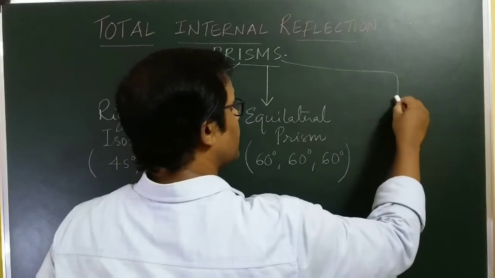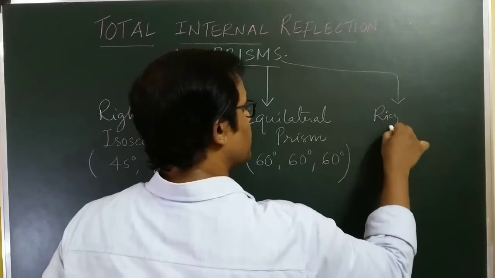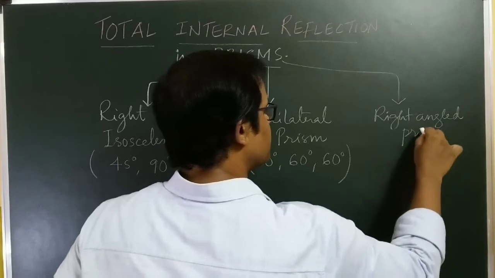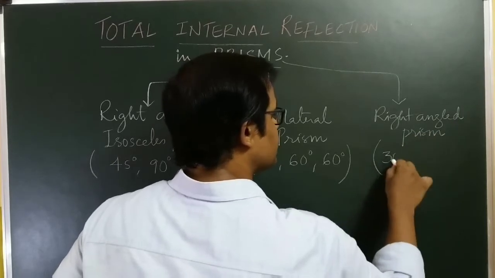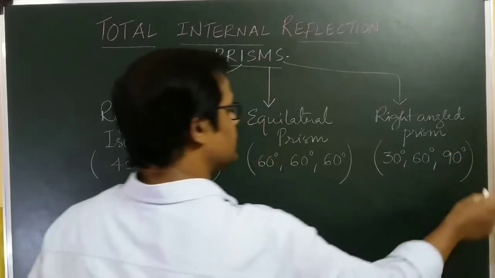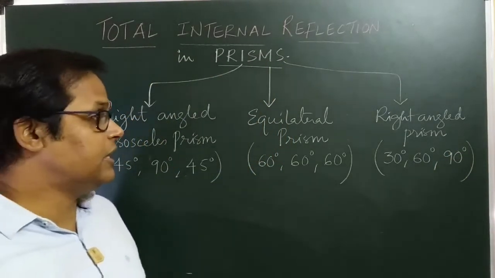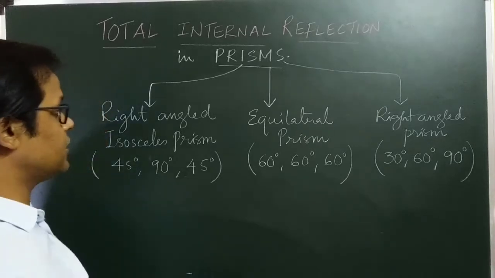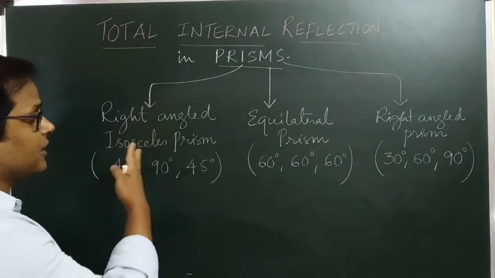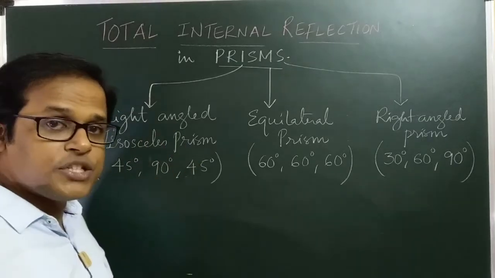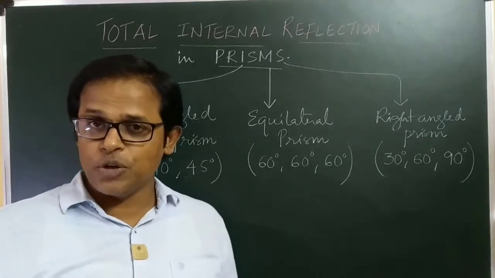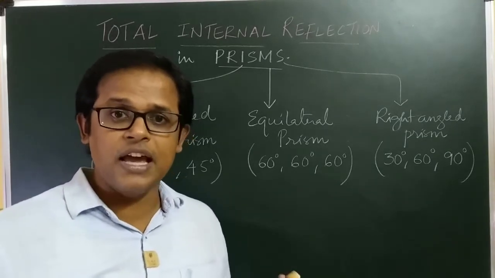And the third one is a simple right angled prism. Here one of the angles is 30, the other is 60, the other is 90. So it's a 30, 60, 90 prism. Okay, so let's get started with the first type. Whether total internal reflection is possible in the right angled isosceles prism or not, and what are its various applications in modern tools like periscopes, binoculars and many types of cameras and projectors.